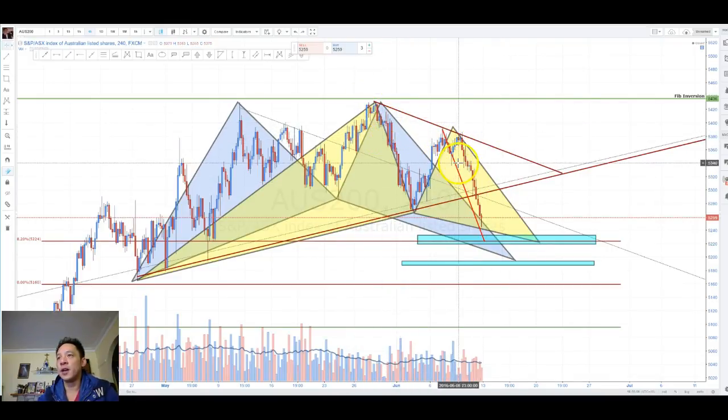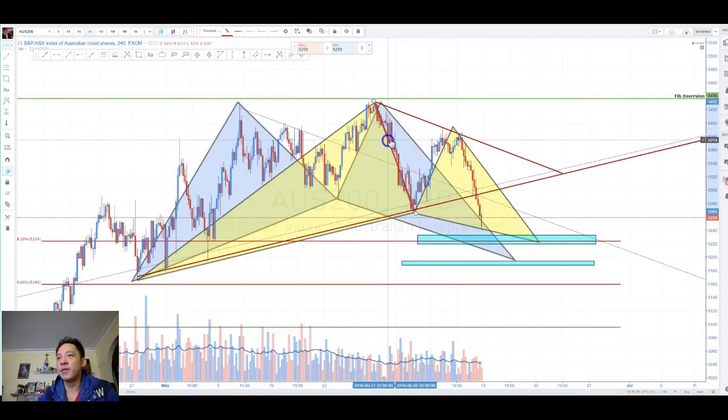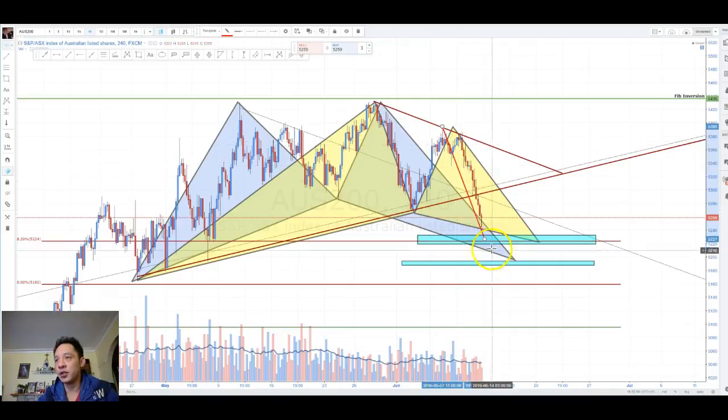Now, what I've done is I've taken this move here and done a measured move, right? So that already gives me this measured move here, which is an ABCD pattern, giving a completion at this level here, which is in line with this Gartley pattern. Not exactly, but it's in line.